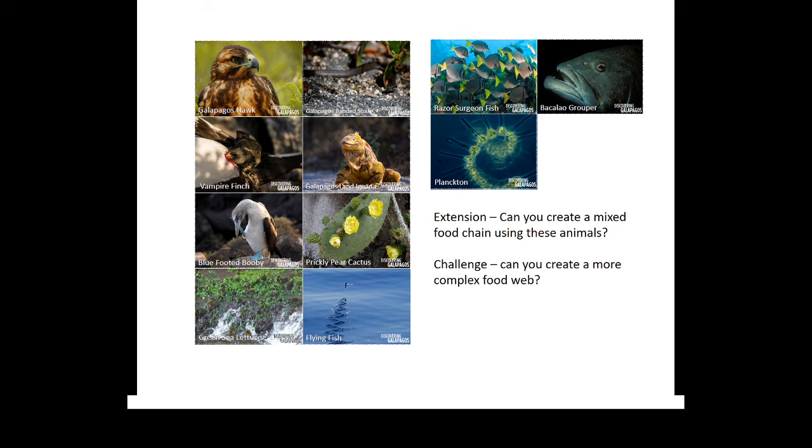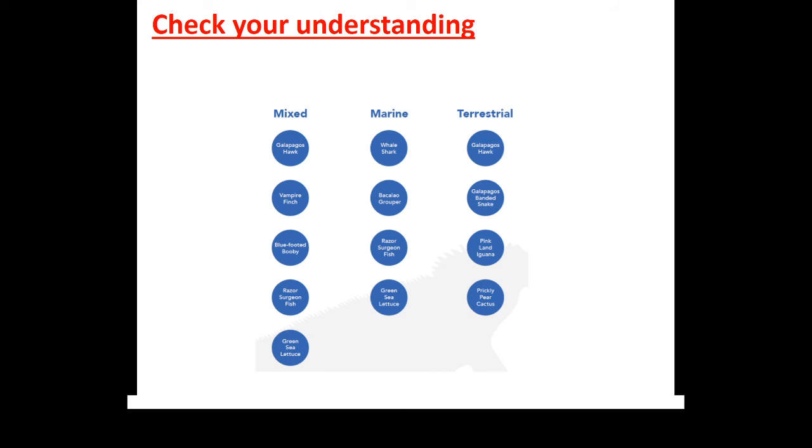Okay, welcome back. Let's check your understanding. For the terrestrial, you should have had that the prickly pear cactus is the producer. This would be eaten by the pink land iguana, and then the Galapagos banded snake eats the iguana, eaten by the Galapagos hawk, and that's your apex predator. For the marine, you should have the green sea lettuce, that is photosynthesizing and creating energy, which is eaten by the razor surgeonfish, which is then eaten by the Bacalao grouper, which is then eaten by the whale shark.